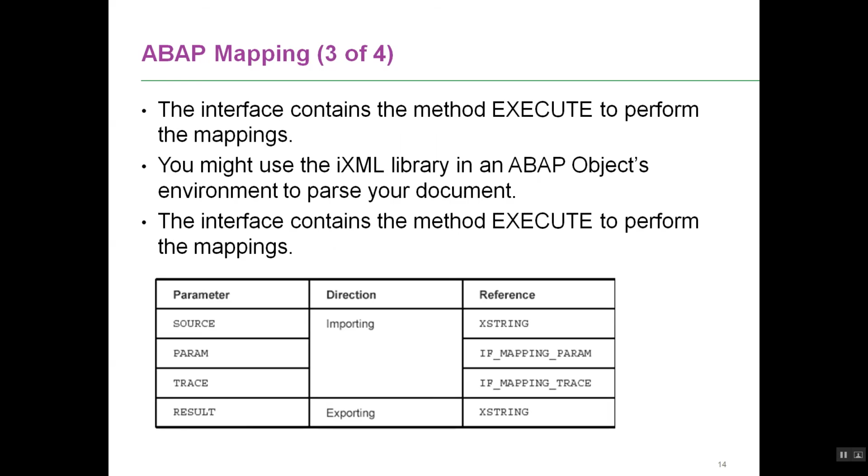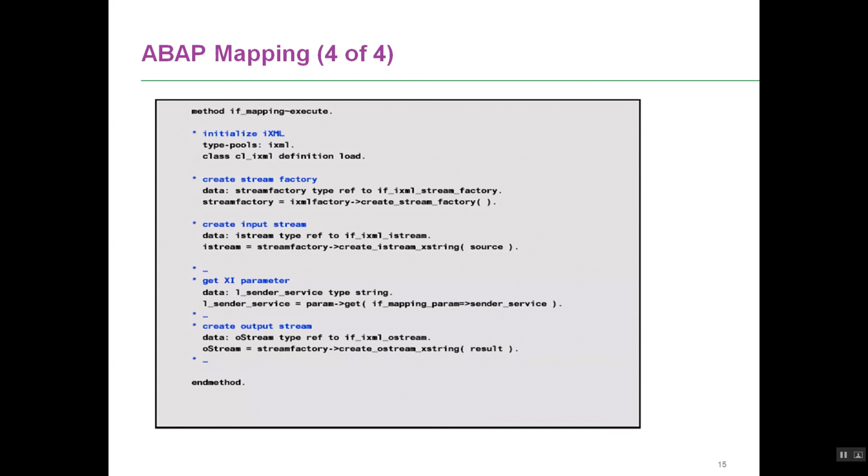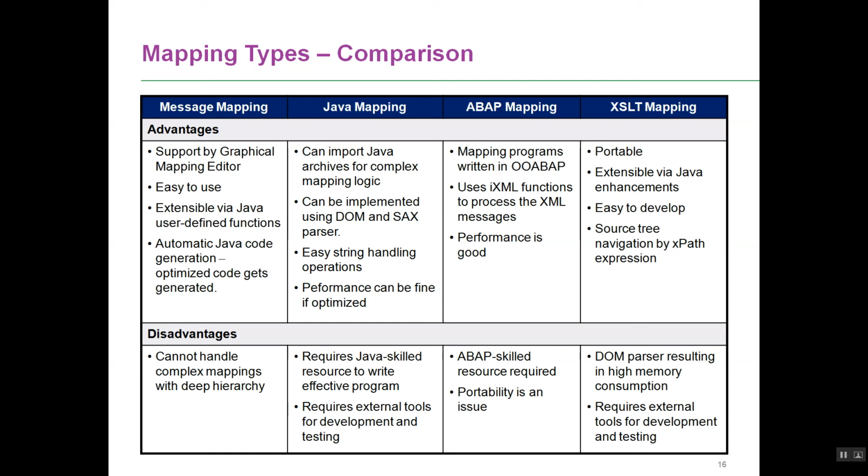In ABAP mapping, the source input parameter is of type source xstring. In the mapping parameters, you can also write trace statements. We will look at trace statements in the next session, and your output is all of type xstring. You can use the IXML library that any ABAP library provides for you to do XML manipulation in ABAP. This is an example of code where you can read the data and manipulate the data.